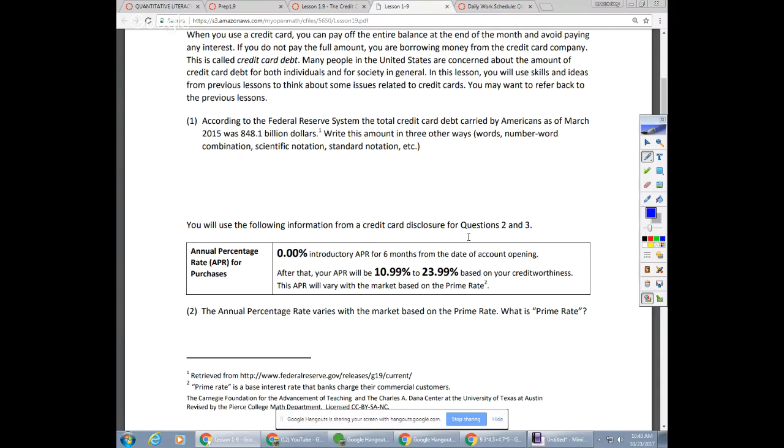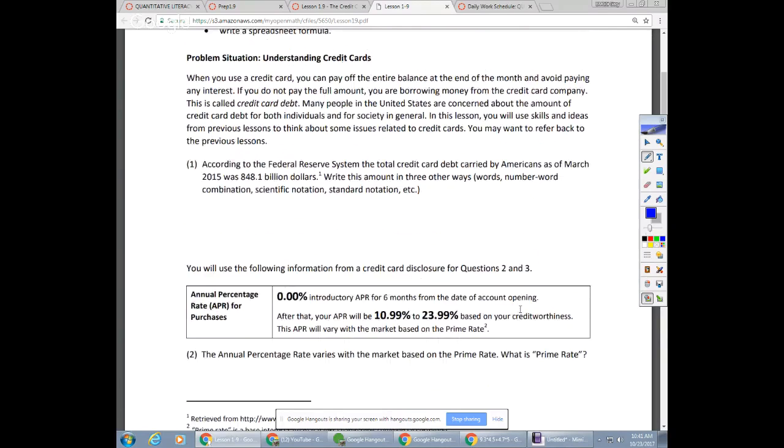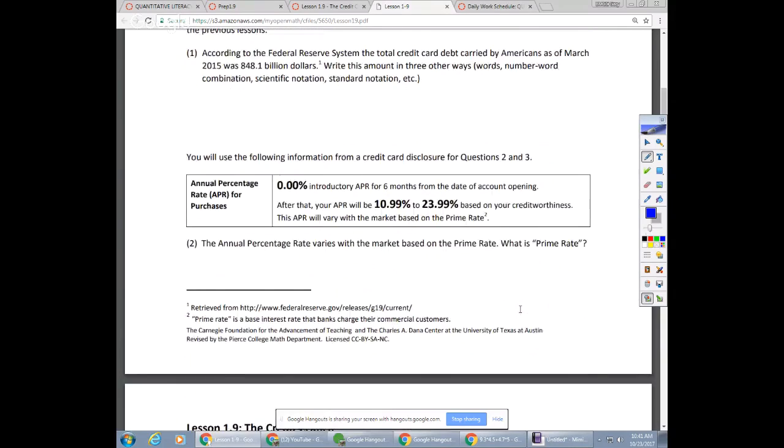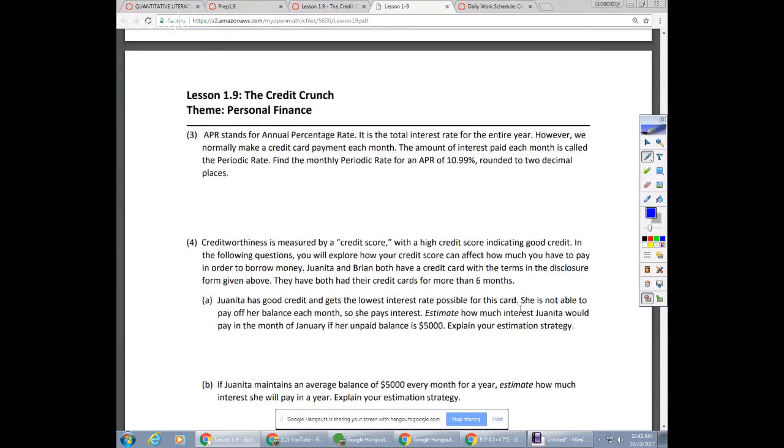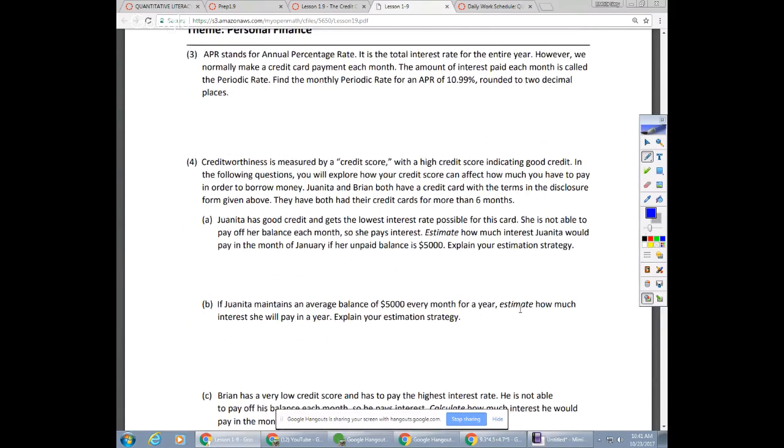So we're just going to kind of play around. Annual percentage rate varies with the market based on prime rates. Okay. So one thing you're going to look up is what is a prime rate. We'll come back to that. And then we're just going to kind of play around with these numbers here.